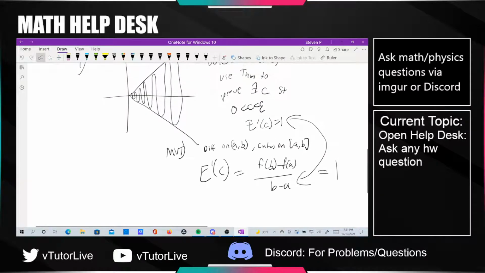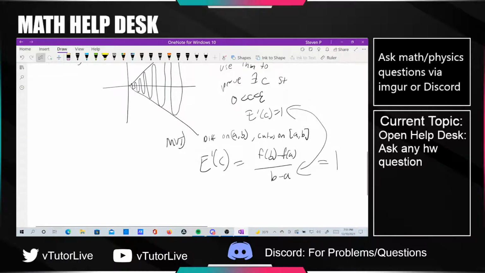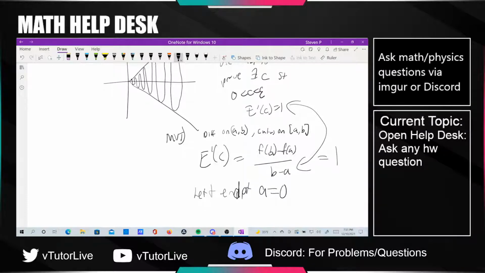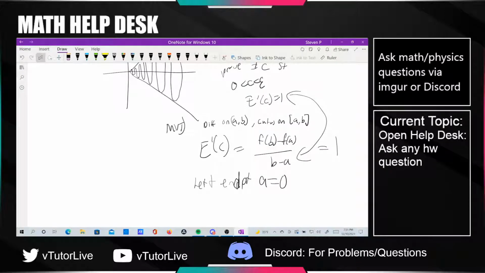I think it's pretty clear that the left endpoint a is equal to 0. We need to choose a equal to 0 because, I don't know how to exactly explain it, but it should be clear, I feel like, right?